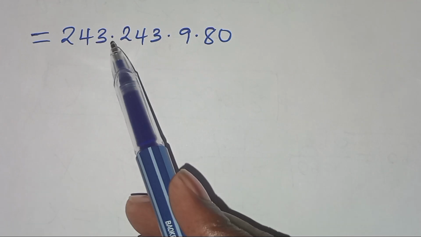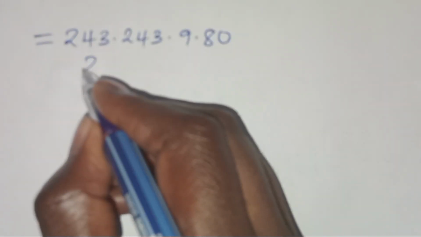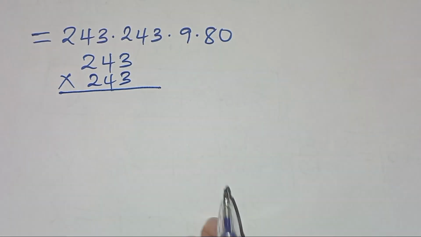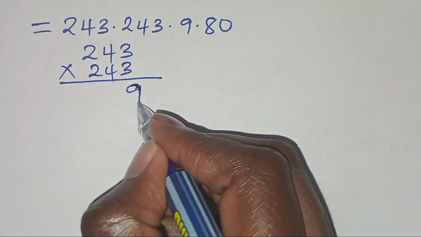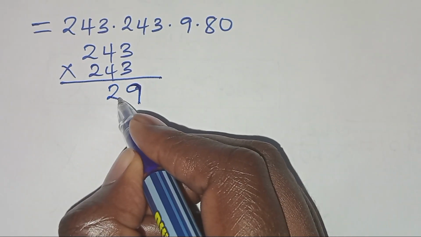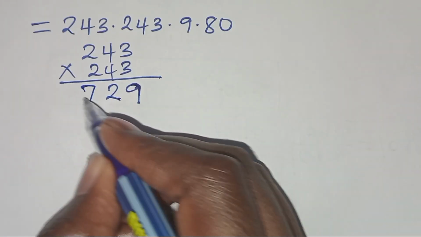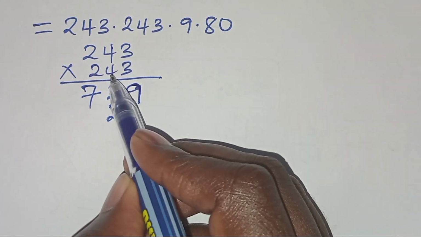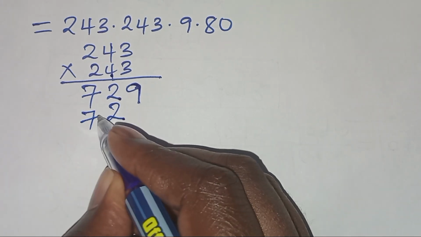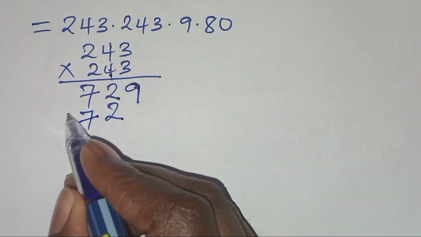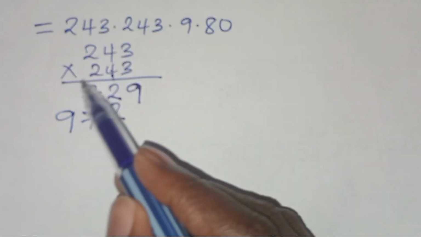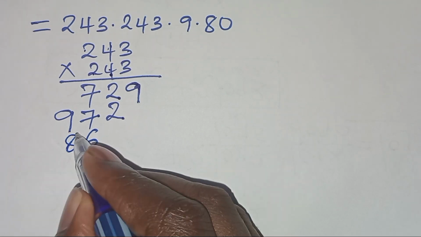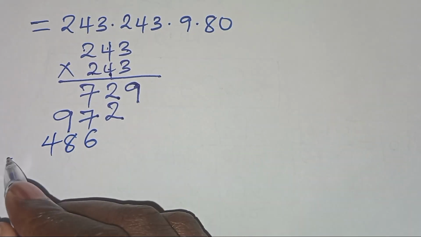So now here we have 243 times 243. So this is 3 times 3, this is 9. 4 times 3, this is 12. 2 carry 1, then 3 times 2, this is 6 plus 1, 7. Here we have 4 times 3, this is 12 carry 1. 4 times 4, this is 16 plus 1, which is 17 carry 1. Then 4 times 2 is 8. 8 plus 1, this is 9. Then here we have 3 times 2, this is equal to 6. 4 times 2, this is equal to 8. 2 times 2, this is equal to 4.